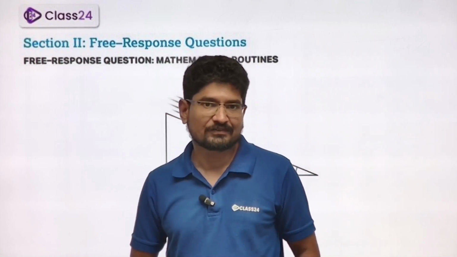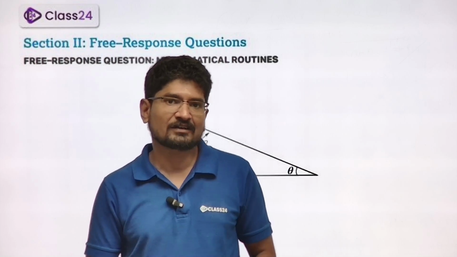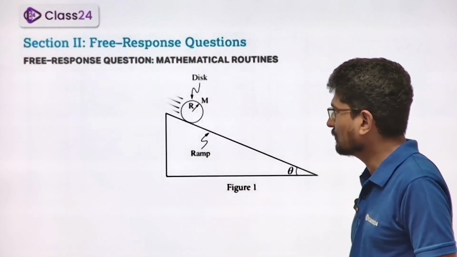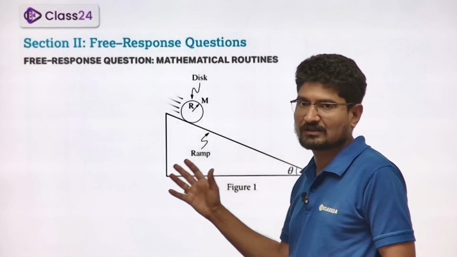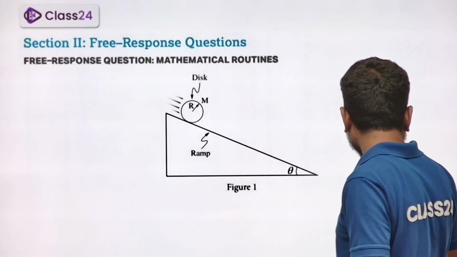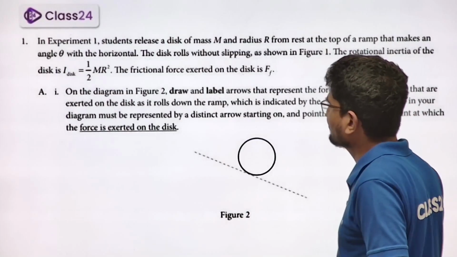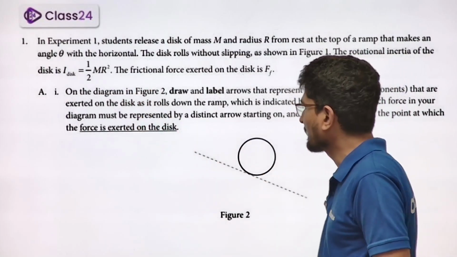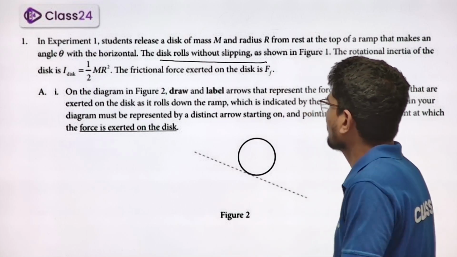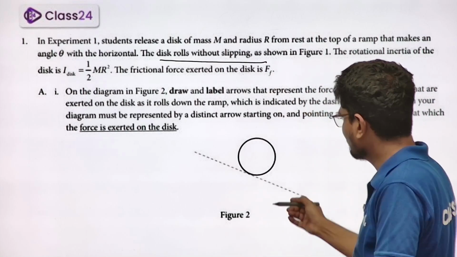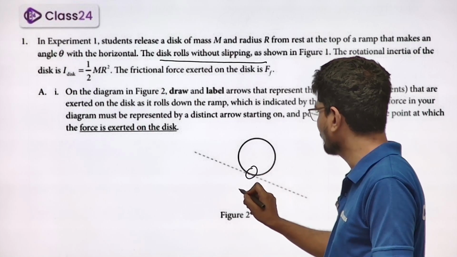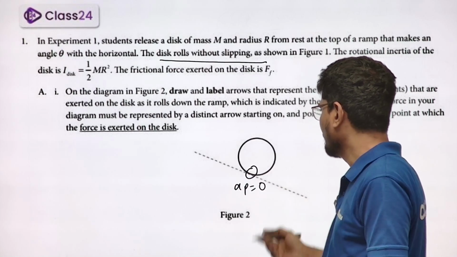Hello students, today we will discuss the pattern of free response questions in the segment of mathematical routine. In a mathematical routine question, you have to derive the equations and apply the mathematics over it. In this example, there is a disk of mass m, radius r, and moment of inertia is given to you. The important thing is that rolling without slipping means the contact point is not slipping over the wedge, so the acceleration of the contact point P is 0.